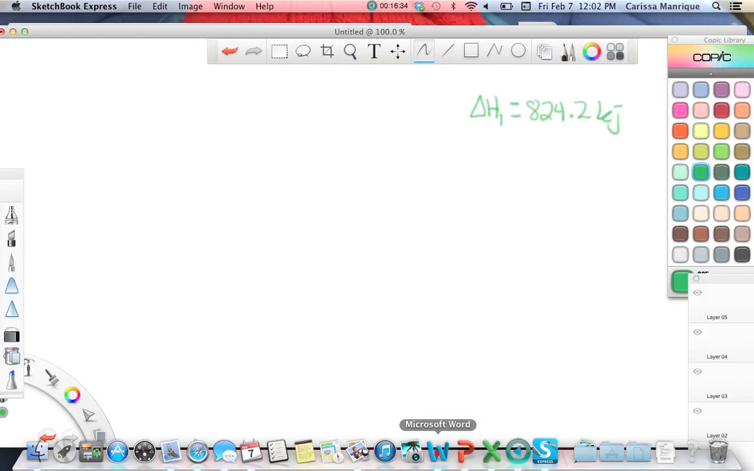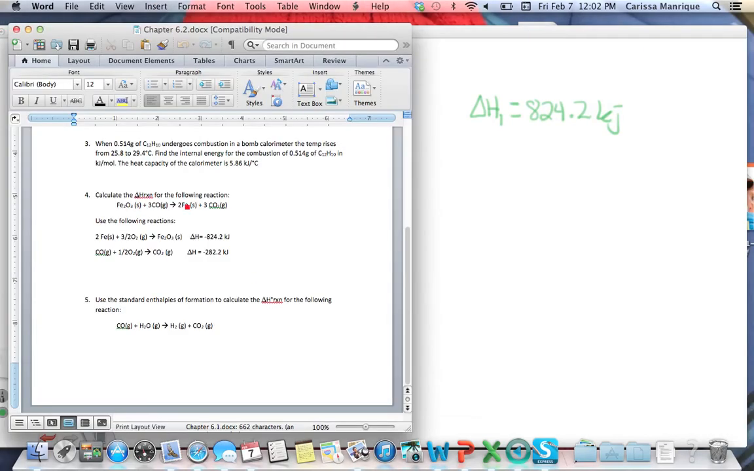Okay, now let's look at my other product. So now if I flip this over, it would have 2 iron in the product over here. But the other product I have is 3 CO2. Okay, do you see that CO2 is already in the product? Okay, so that's good. I don't have to flip anything over, but I do need to multiply it by 3 because I need a 3 there.